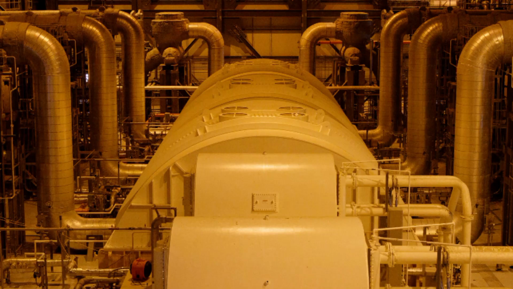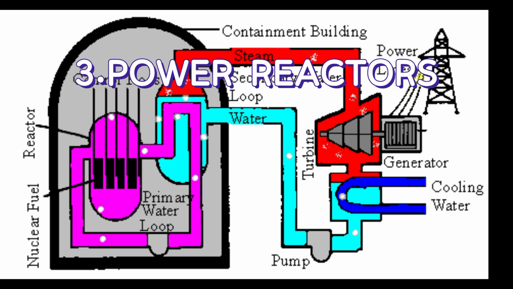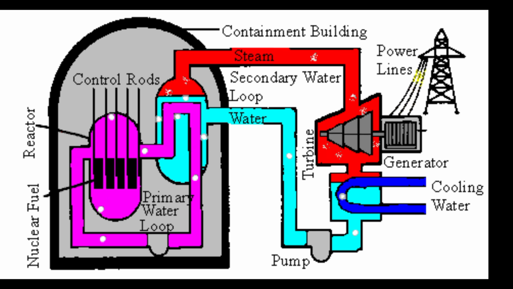The next type of nuclear reactor is the power reactor. The purpose of this reactor is to convert the fission energy into useful electric energy by means of heating the core. The heat is directly or indirectly used to heat the steam or gas. The steam or gas runs the turbines to generate electricity using the generator.